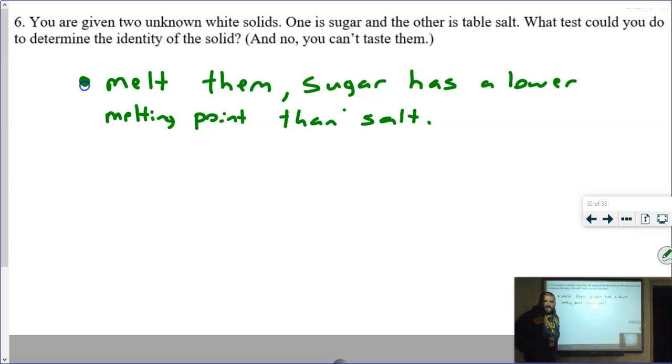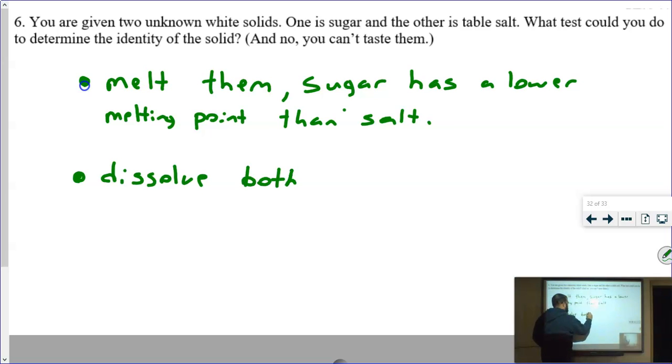Another way you could do this, and maybe you thought of this as well, is to check their conductivity. Sugar's a molecular solid, by the way, and molecular solids don't conduct electricity at all, whether they are in their solid form or whether they are dissolved in water. So we could dissolve both of them and check conductivity.